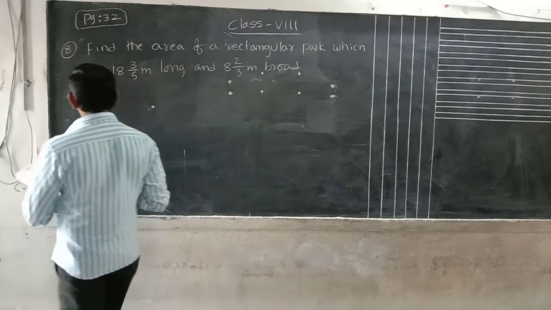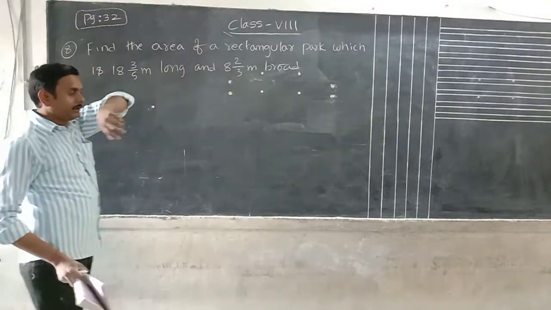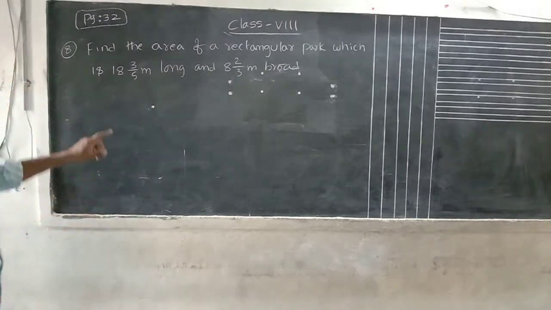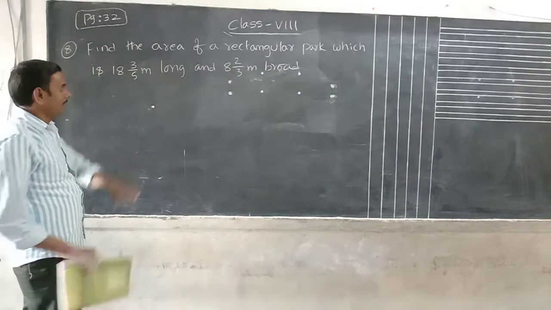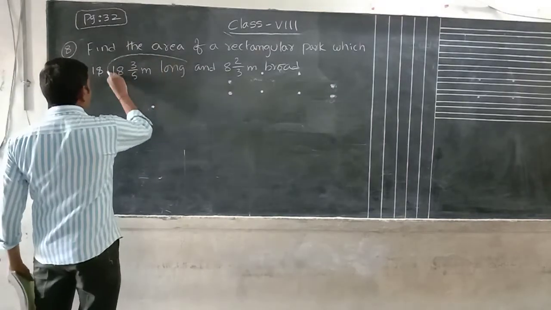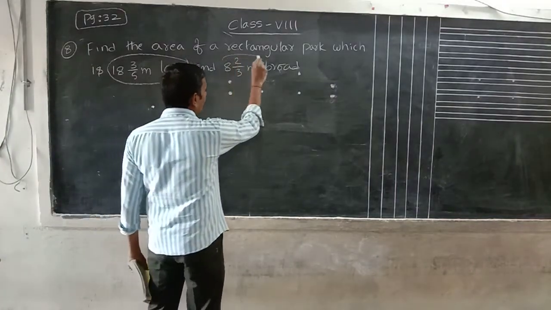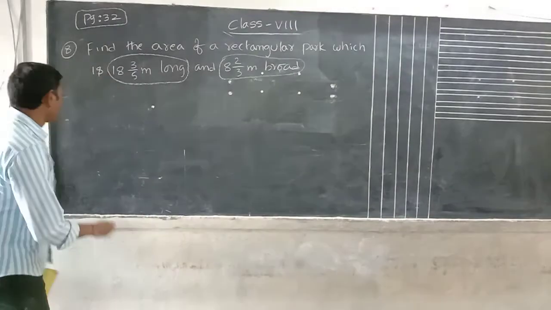Okay, like this the question is given. Find the area of a rectangular part. One part is there, that is in the shape of a rectangle. Find the area of the rectangular part, which is 18 3 by 5 meters long. Long means length. And 8 2 by 3 meters broad. Broad means width.